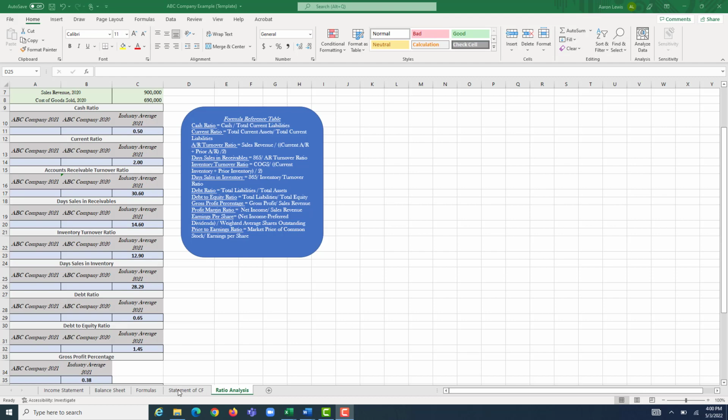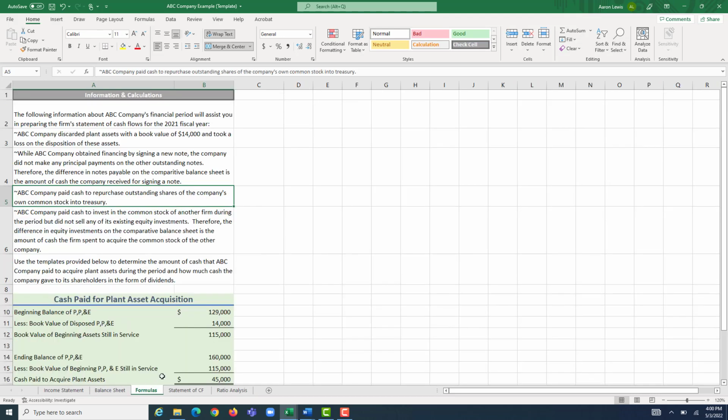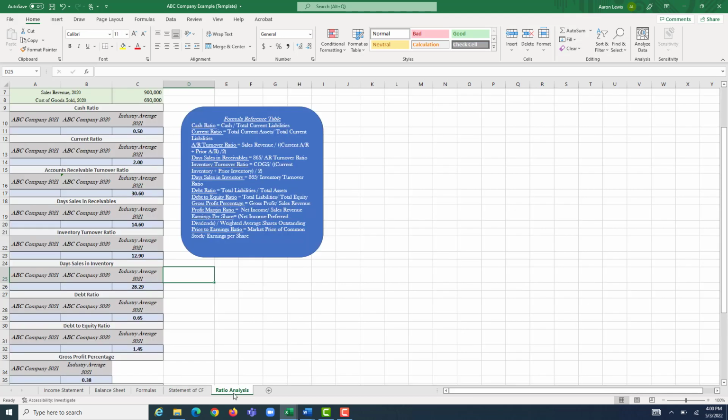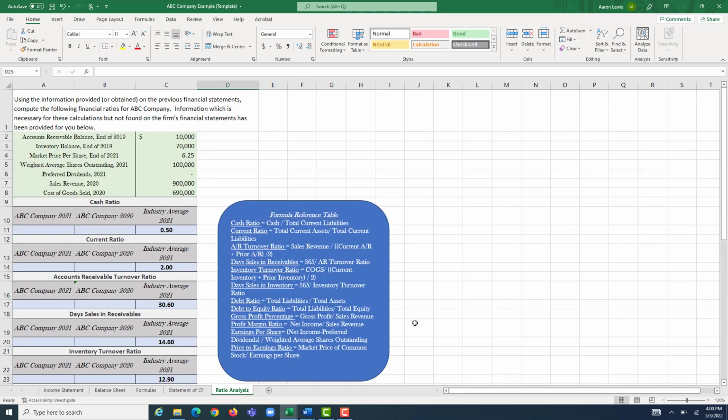Now that we have gone through and used our income statement and our balance sheet and a few select formulas to prepare the statement of cash flows for ABC Company, the second part of our task is to do a ratio analysis. And this ratio analysis is going to help us determine specific things about our company.